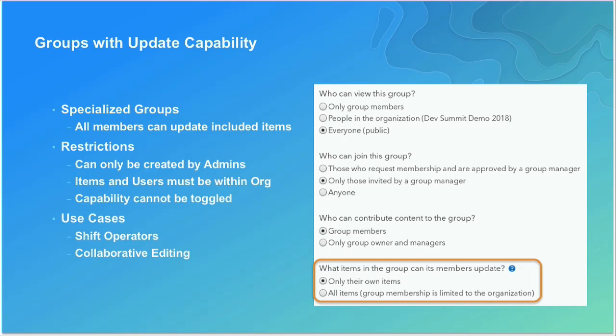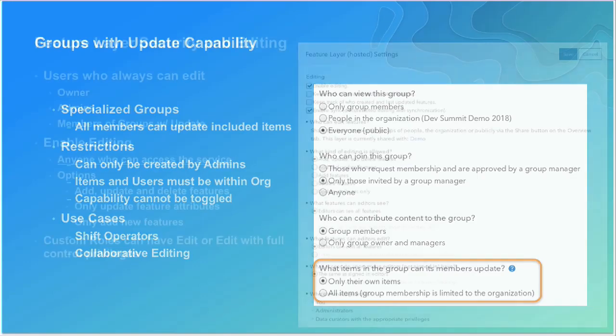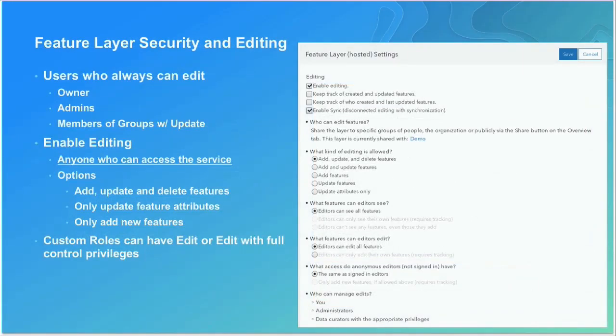So this works very well for scenarios like shift operations where you have multiple users coming in and updating, say, a common web map with, say, fire boundaries and so on. Or it also helps with collaborative editing. So in the case of feature layers, one very powerful feature of the online platform is that you can create these feature layers and you can enable editing and let people edit features, insert features, curate information.